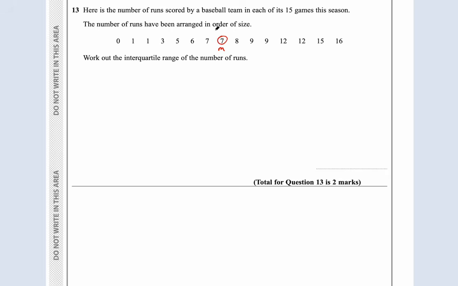Now to get Q1, you get the median of these ones. You look to the left of the median. Don't include this 7, just these ones. And you get the middle. That guy is Q1. 3 to the left, 3 to the right. And then similarly, this guy is Q3. 3 to the left, 3 to the right. So the interquartile range, IQR, is just 12 minus 3, which is 9. Okay.